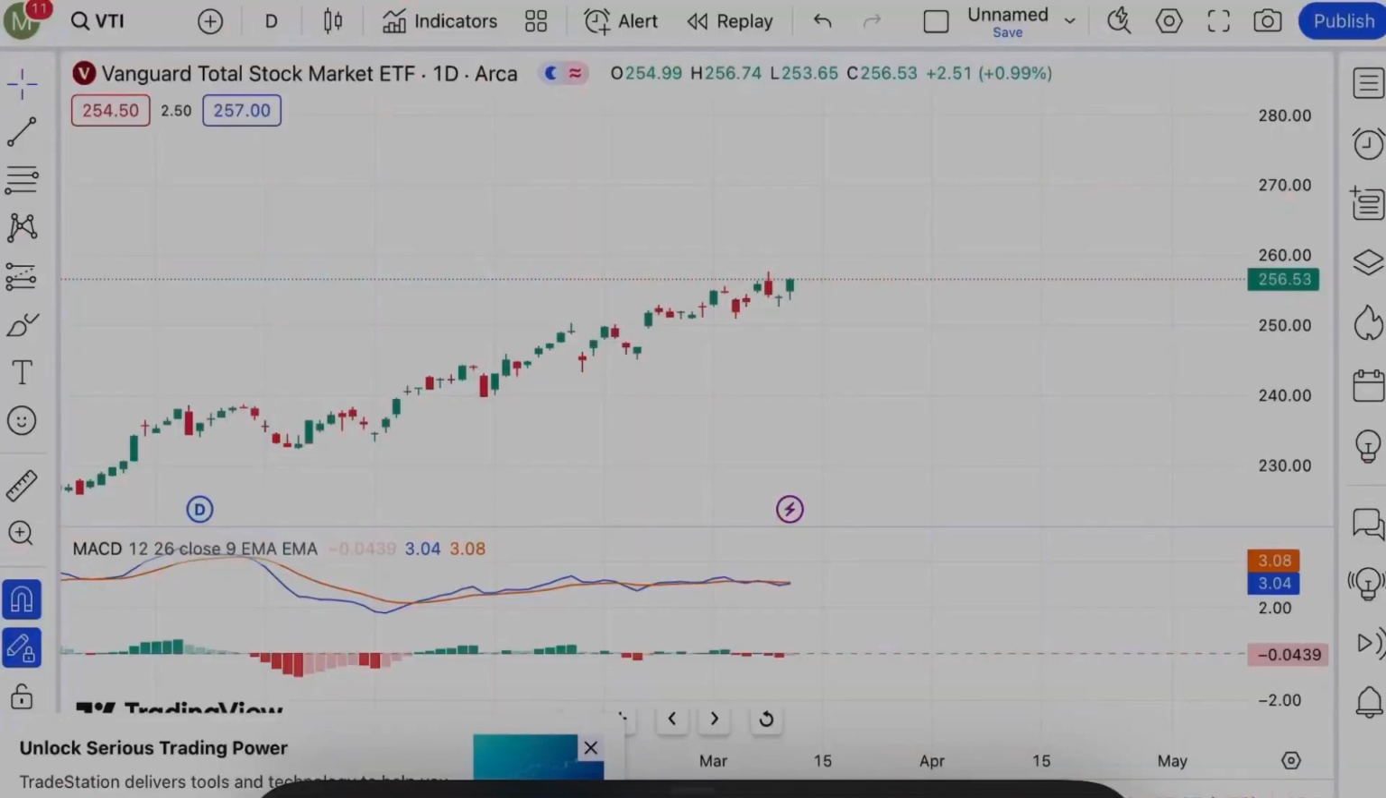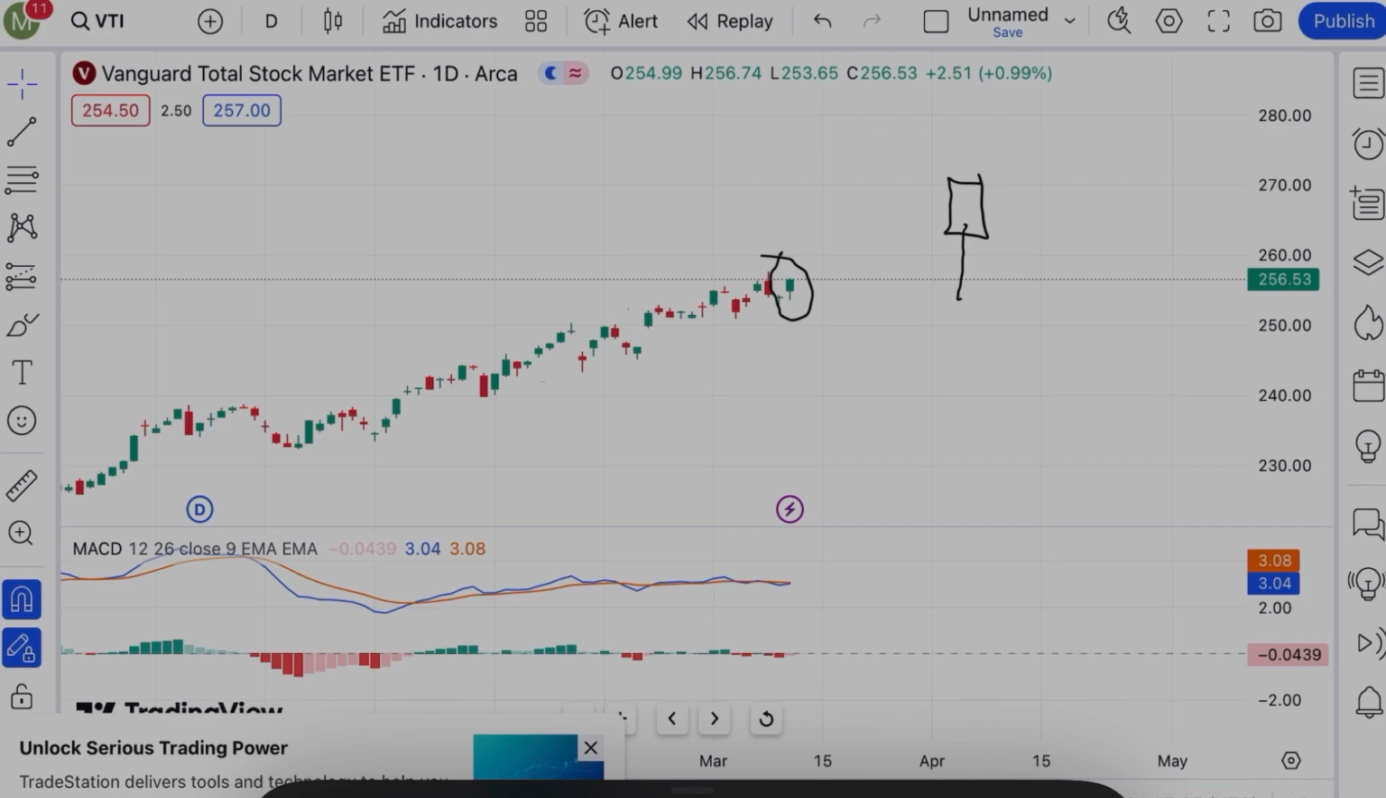VTI is a total stock market index, and VTI, hold on, let me draw these trend lines. VTI is trending upwards. So that's the first thing you want to look at when you're looking at a chart. You want to look at the way the stock is trending, right? But also on VTI, before I look at the stock, I look at what direction I think the stock market is going to go.